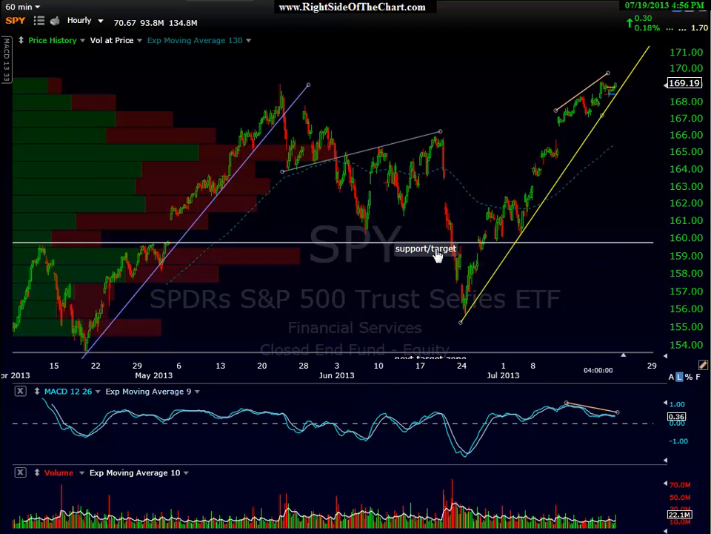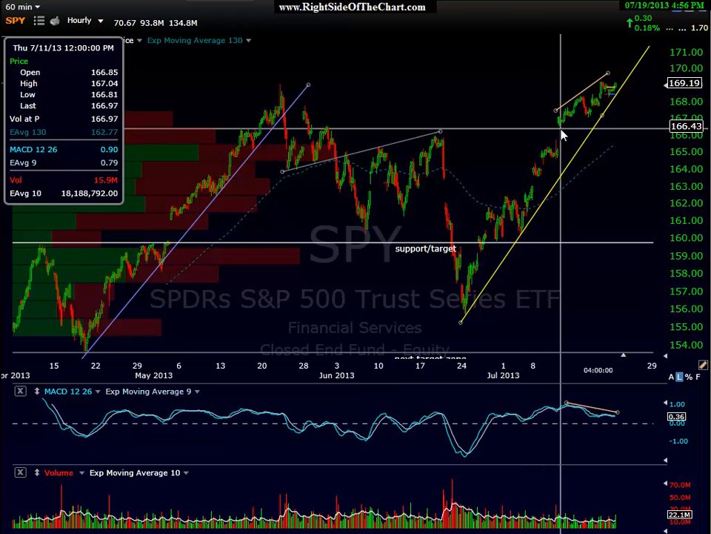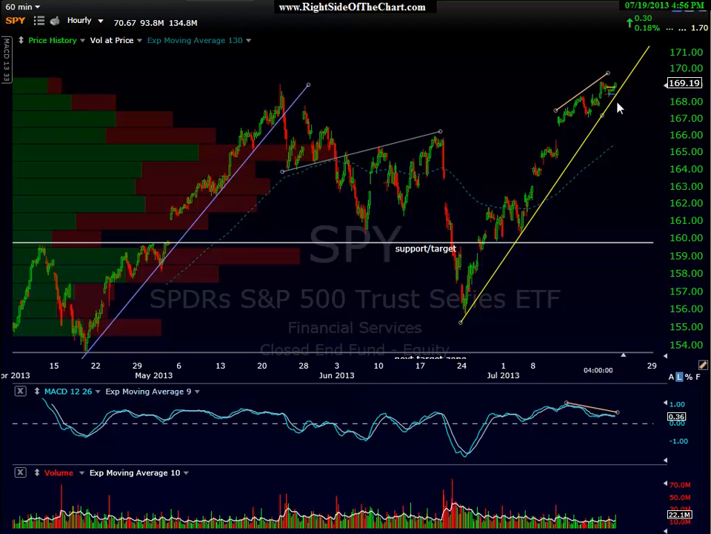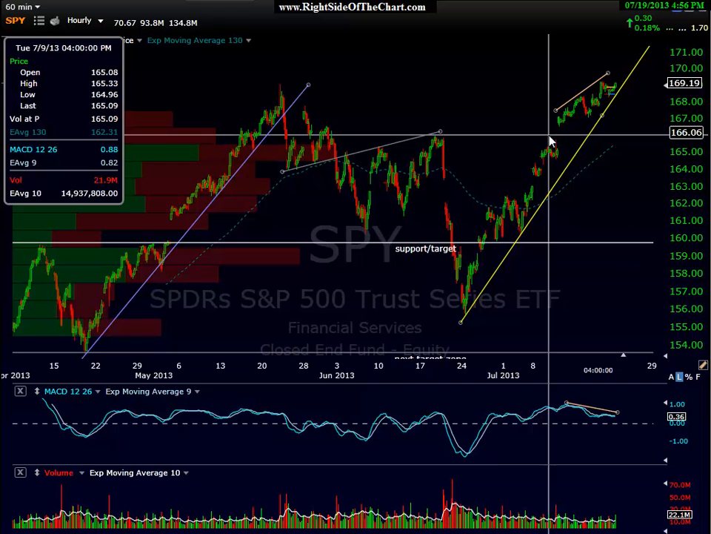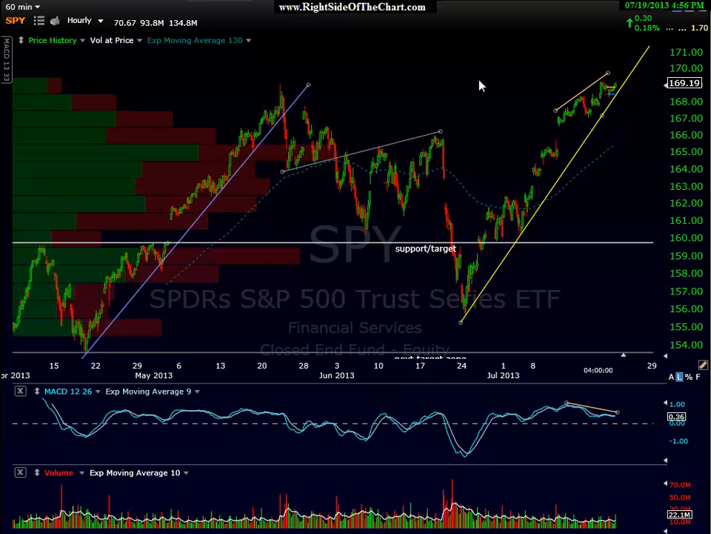I have not updated this chart. This is probably a longer term target, but initially what I'm looking at is this gap right here from about the 166.50 level down to roughly the 165.70-ish level, we'll call it. If this trend line breaks, that would be the first support area. There's some horizontal support as well going back here at the bottom of that gap. And then we'll go from there as far as targets go.